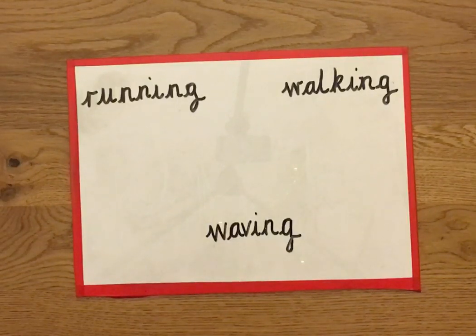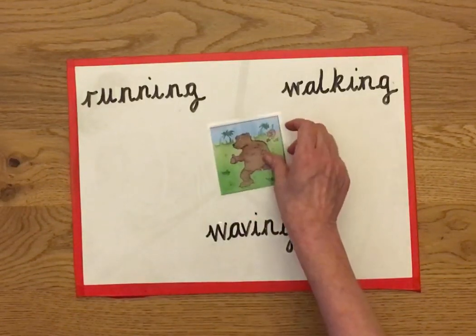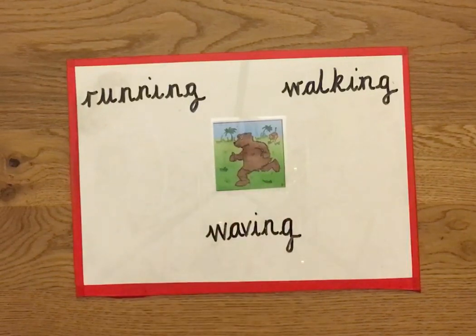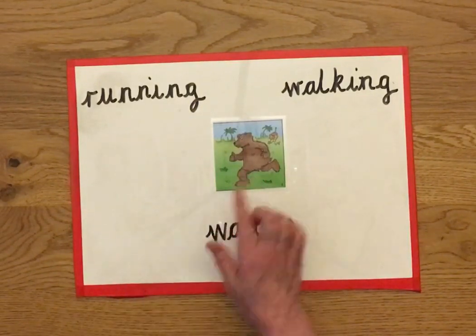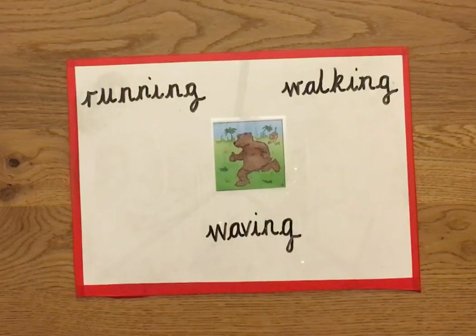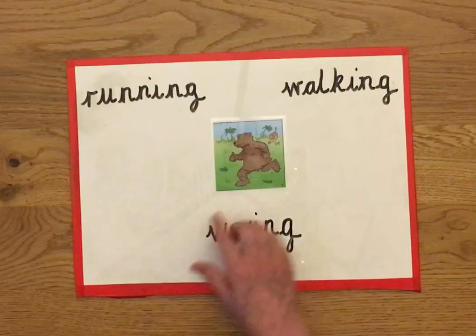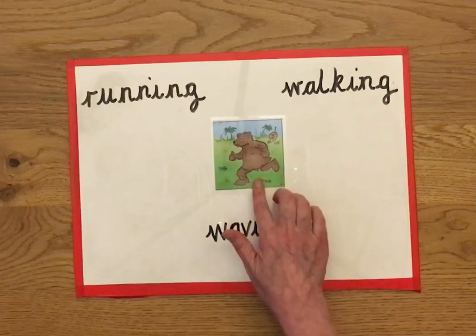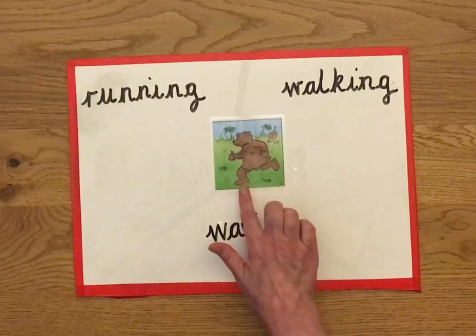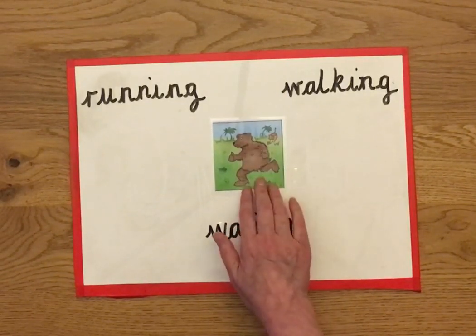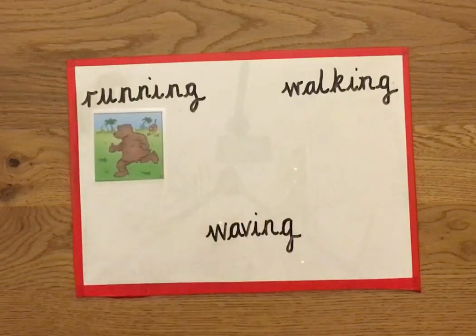Let's sort out these pictures. Our characters are doing one of these three verbs. What is this character doing? That's it. He's running. You can see he's running, can't you? He's got one foot on the floor, one foot up. Looks like he's running fast.